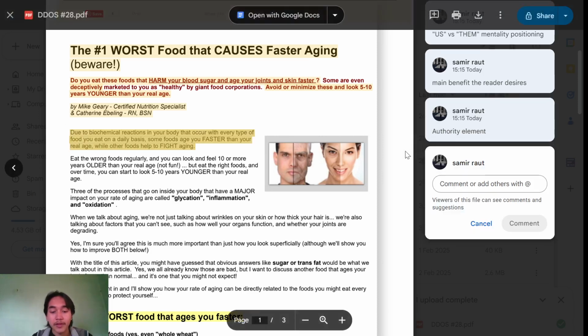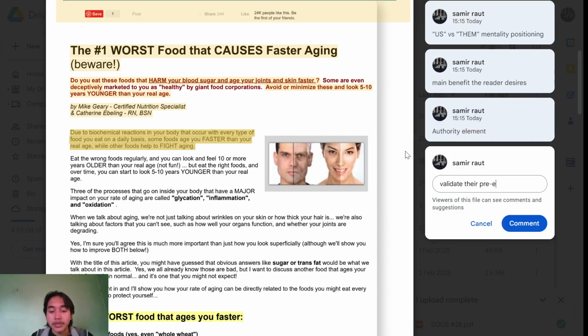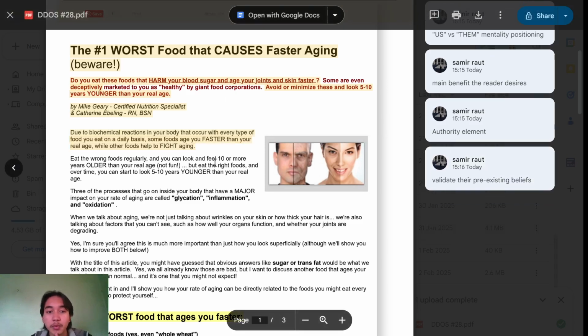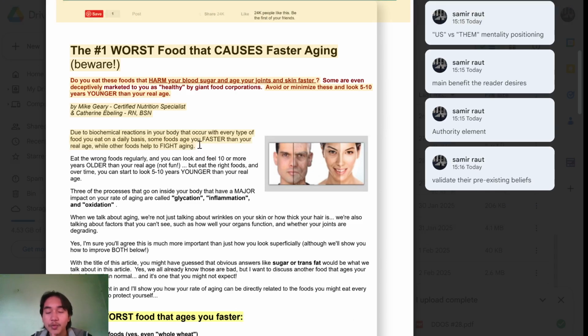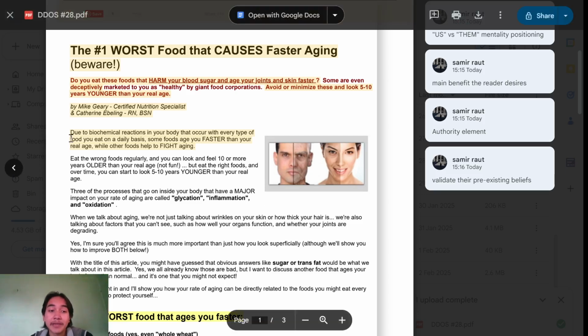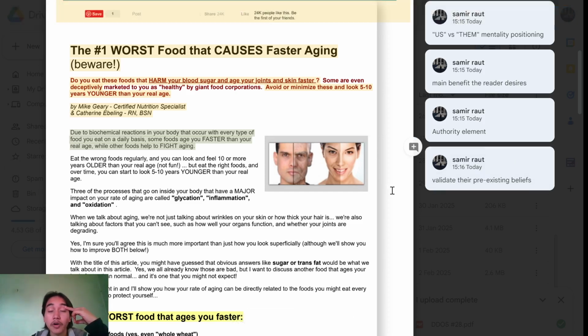Okay, so this exists. Validate their pre-existing beliefs. Because people already believe that there are some foods that promote faster aging, and there are some foods that are going to fight aging. They just believed it, and if you say a statement like this, you just validate their pre-existing beliefs. And when you validate their pre-existing beliefs, what also happens is that you get gradualization. Now what gradualization means is that you get them into the yes-yes state, meaning an assertive state.